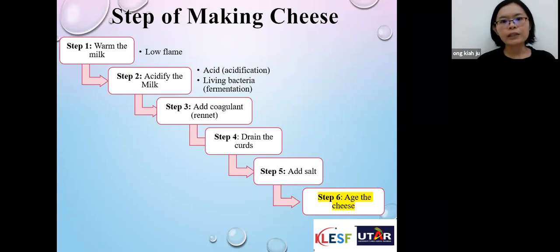Okay, for step three, you need to add a coagulant, what we call rennet. For step four, you drain the curds to remove the extra whey. For step five, you add salt to enhance the flavor of your cheese. And step six is to age the cheese. Step six is not applicable for young cheese, so if you want to produce young cheese, you can skip step six. But if you want to produce aged cheese, you have to proceed with step number six.